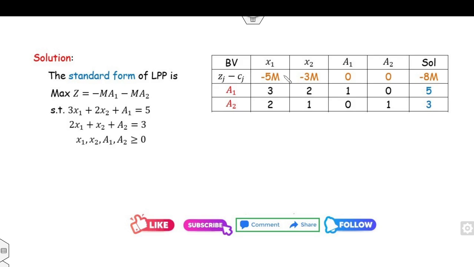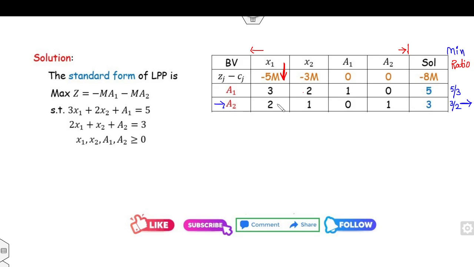Fine. Now choose the pivot column which has the largest negative number. You can think of M as 100. This number is my minus 500. This number is my minus 300. Always pick from x1 to A1. So this number is my entering variable. Fine. Once you see this is my entering variable, find the ratio, only for those values which have a positive value. This is 5 divided by 3 and this is 3 divided by 2. Which one is the minimum? So this number is 1.7. This number is 1.5. So this is my leaving variable.